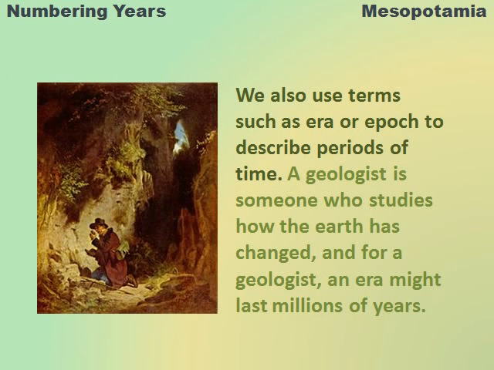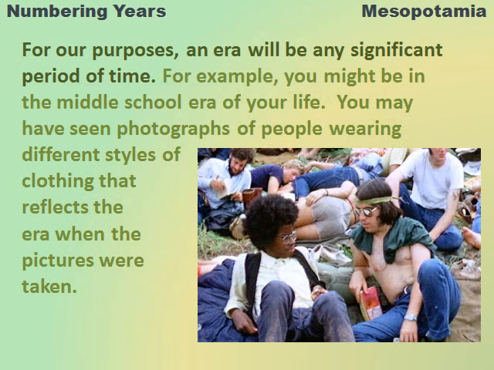We also use terms such as era or epoch to describe periods of time. A geologist is someone who studies how the Earth has changed, and for a geologist, an era might last millions of years. For our purposes, an era will be any significant period of time. For example, you might be in the middle school era of your life.